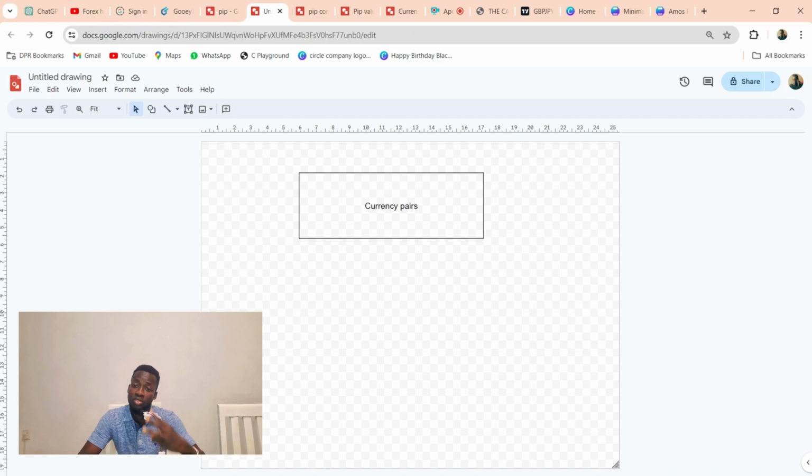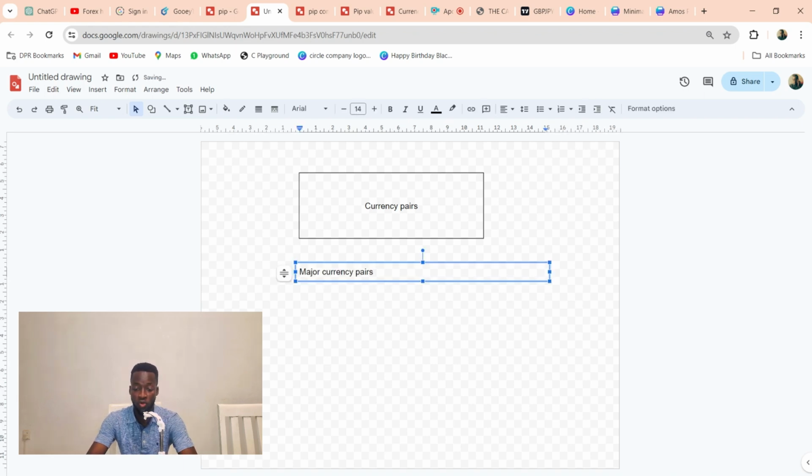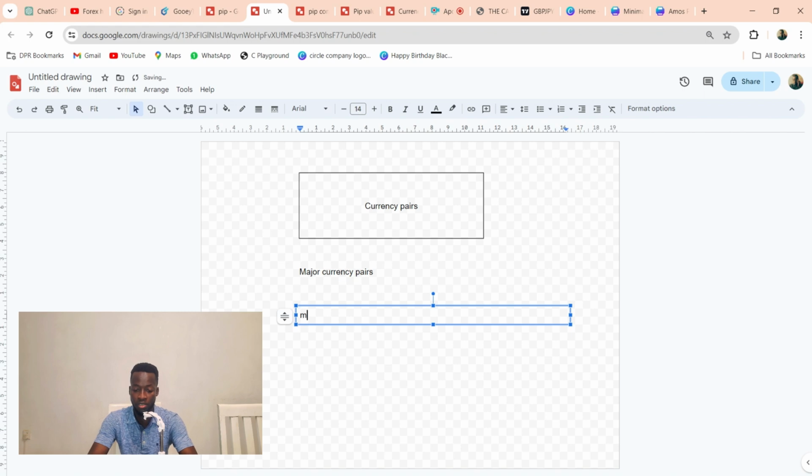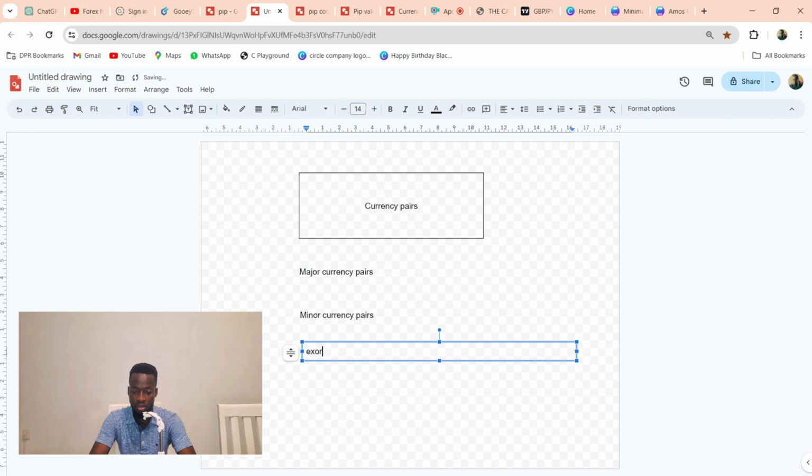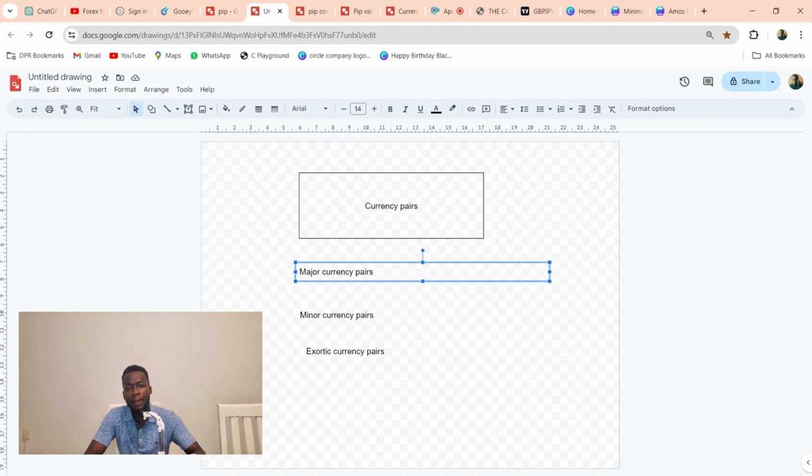Currency pairs are categorized into three. Number one, we have the major currency pairs, we have the minor currency pairs, and then we have the exotic currency pairs. Now, remember from the previous video that we talked about the major currencies, the minor currencies, and the exotic currencies. Now we are talking about the major currency pairs, the minor currency pairs, and the exotic currency pairs. What's the difference? Any currency that belongs to the major currency group and is paired with the US dollar is a major currency pair. What does that mean?